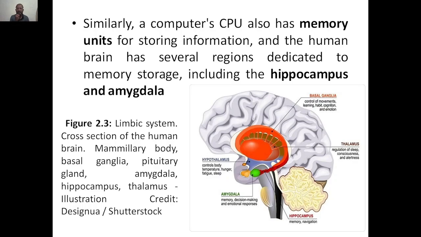Here is the limbic system, that means a cross section of the human brain, with the mammalian body, basal ganglia, pituitary gland, amygdala, hippocampus, thalamus. Okay, illustration. So that is done. The credit goes to Desmia and Shutterstock. I have taken this particular image from them. So all these things come under this particular topic.